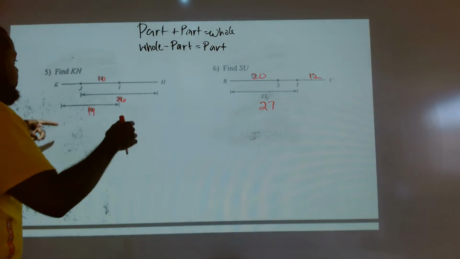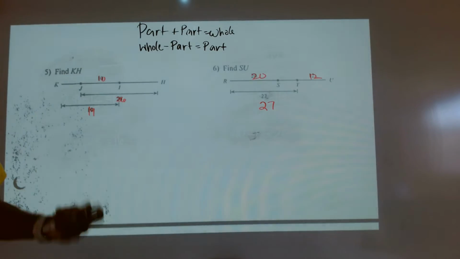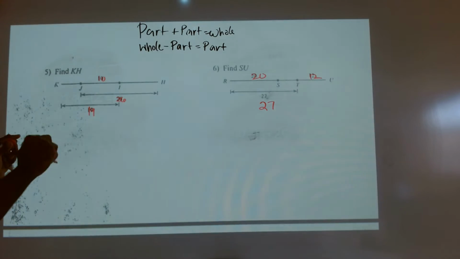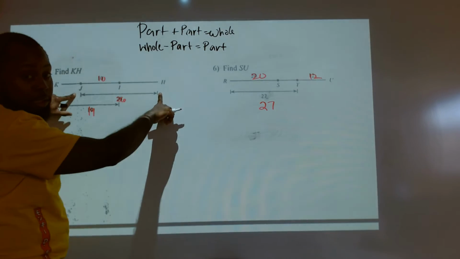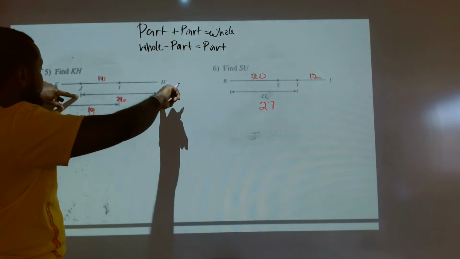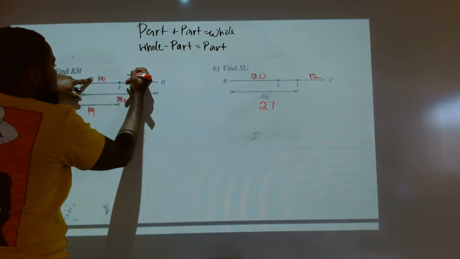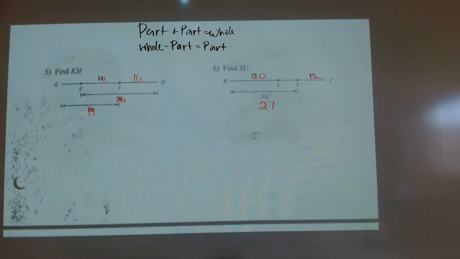So first of all, I need to know what the full length is. Okay? Let's break this down little by little using basic math and basic observation. Do not get overwhelmed by anything. All right? Let's go ahead and break this apart. From J to H, that length is 26, right? So if the whole length from J to H is 26 and part of it is 10, that means the missing number is 16. 10 plus 16 gives you 26.